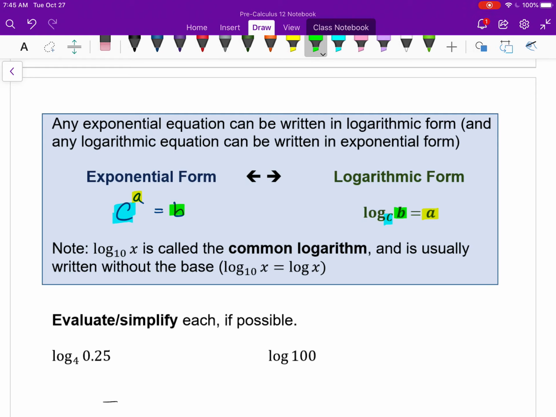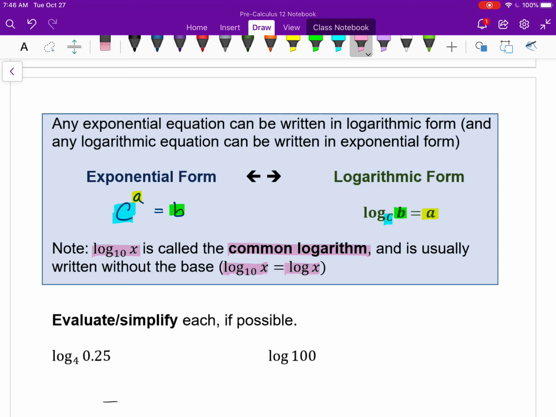I have a little note here. Log base 10 is a very commonly used logarithm in the sciences, not so much in a calculus course actually. Log base 10 we call the common logarithm, and we don't tend to write the base. So anytime you see log base 10, we usually just write it as log of x. If you don't see a base beside a logarithm, it's the common logarithm, log base 10, the inverse of 10 to the power of x.